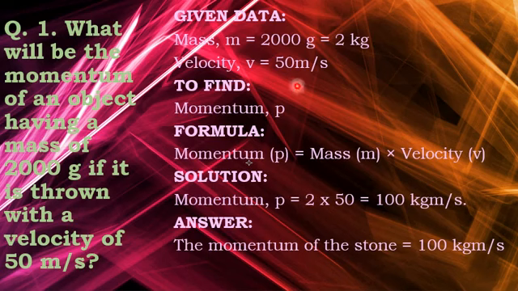Here the mass is in terms of grams, so we are converting it into kilograms. It will become 2 kg. Now you have the velocity in terms of meter per second, so you're going to get the momentum as kilogram meter per second. How much? 100 kilogram meter per second.